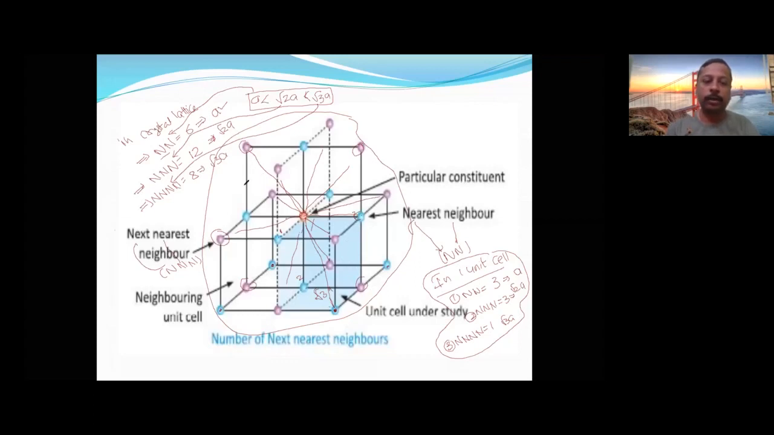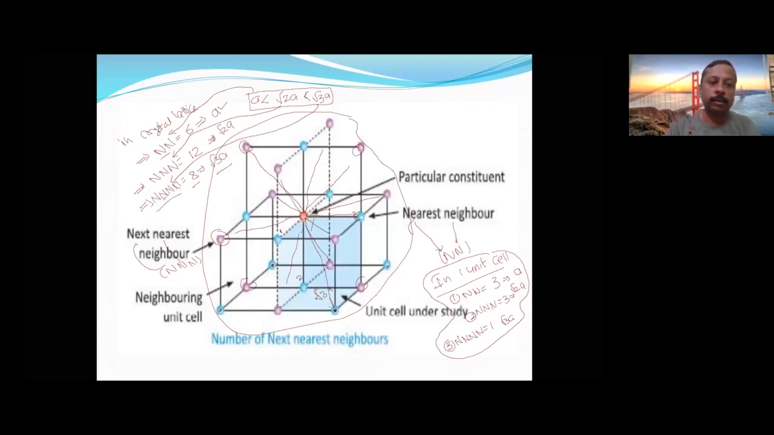Similarly, 4 at the top you will find. Next nearest neighbors will be 8. Okay, 1, 2, 3, 4 at the top and 4 at the bottom. And they are just body diagonal. Body diagonal length will be root 3a. Root 3a is the very highest. That's why it is 4 times n.